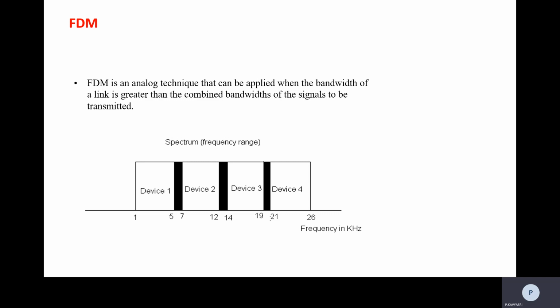So you may get the doubt, what happens in between 5 kilohertz to 7 kilohertz, 12 kilohertz to 14 kilohertz, and 19 kilohertz to 21 kilohertz? What is that gap? That gap is called a guard band, which means the frequencies should not interfere with each other. They should not mix up with each other. So to avoid the interference, a guard band should be placed between the two frequency slots. That's why there is a gap between the frequency slots.